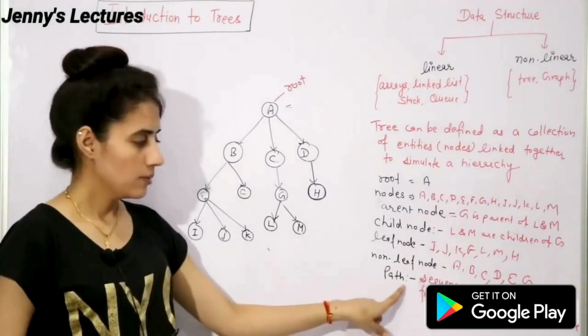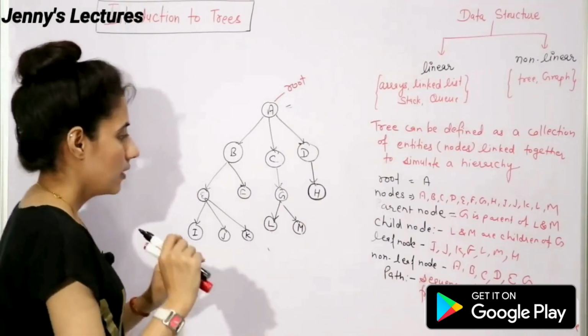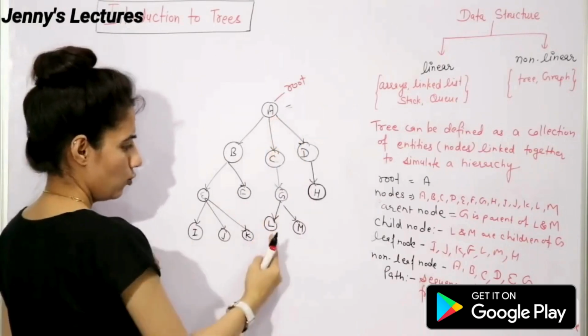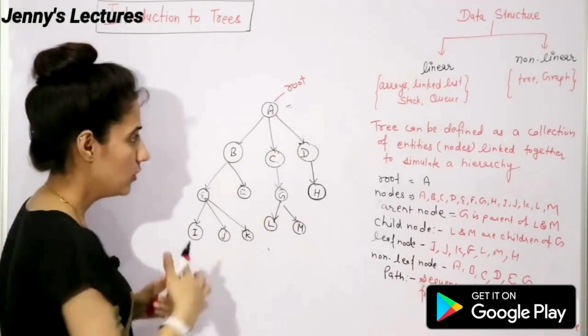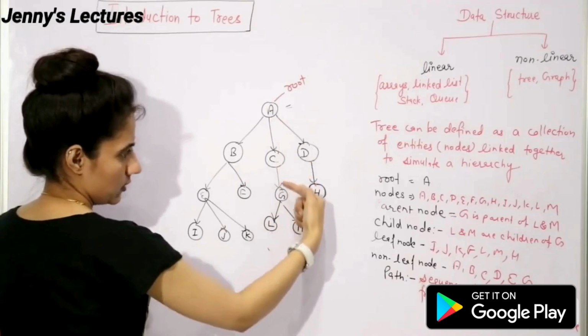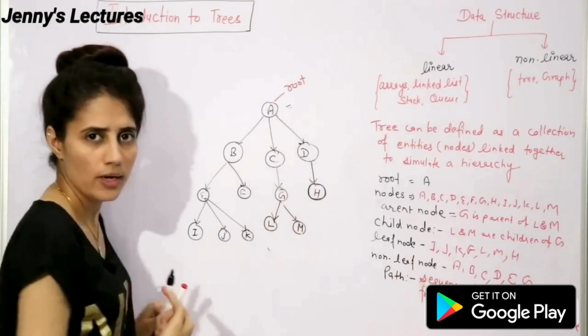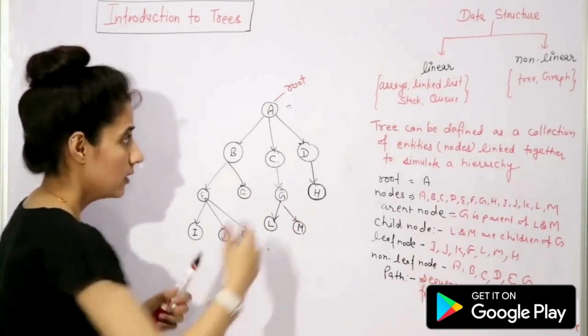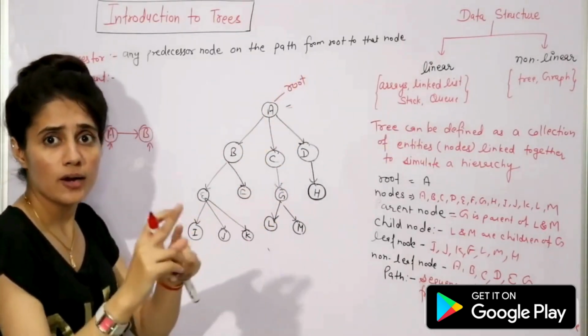Now next is path. See, if I ask you how you can go from A to L, right? You will say from A to C, then C to G and G to L. So this is what a path, right? From root to that node.